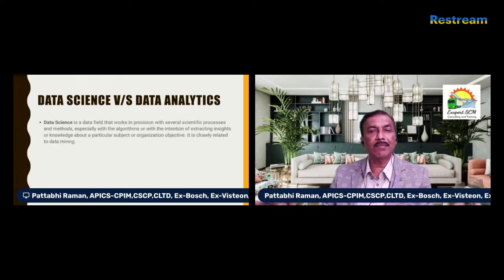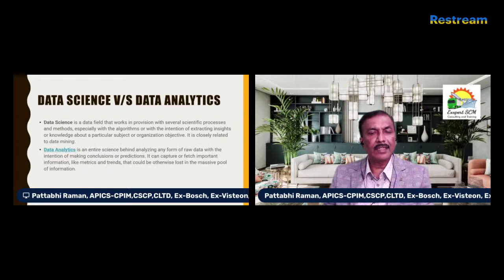Okay, data science is a big field. It includes various subdomains, and data analytics is one subdomain of data science. Data science is a field that works with several scientific processes and methods, and especially uses a lot of algorithms. Data analytics is not like that. It's a subdomain. It's the science behind analyzing any form of raw data with the intention of making a conclusion or prediction.